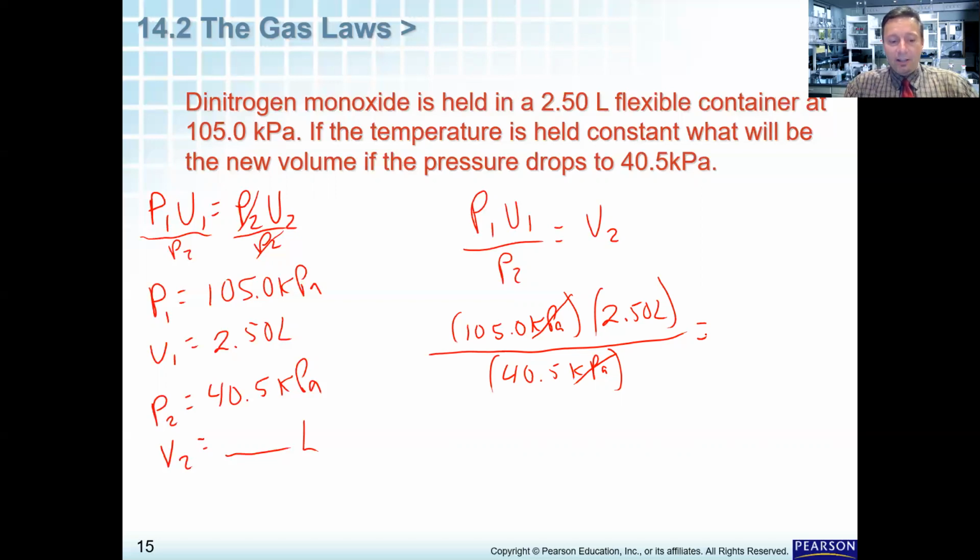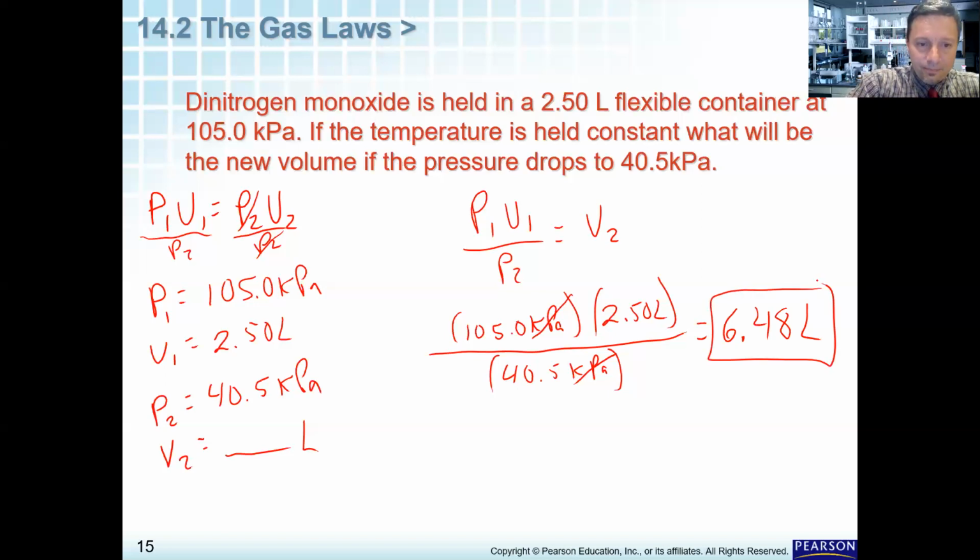So now I'll plug this in my calculator. 105.0 times 2.50. I'm going to divide that by 40.5. So I need to be at 3 significant figures. So I have 6.48 liters. That is going to be my new volume. So I can come over here and write this down. 6.48 liters. All right? That is solving this particular problem.